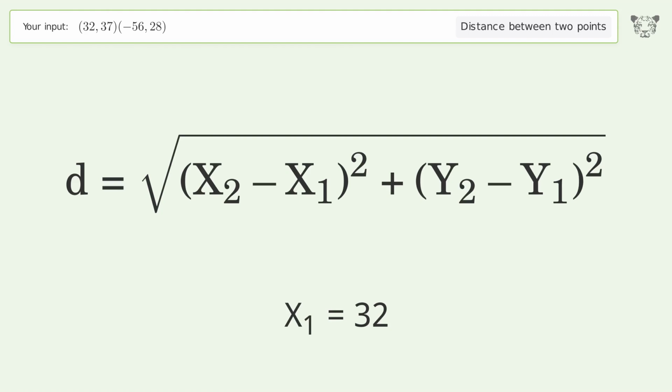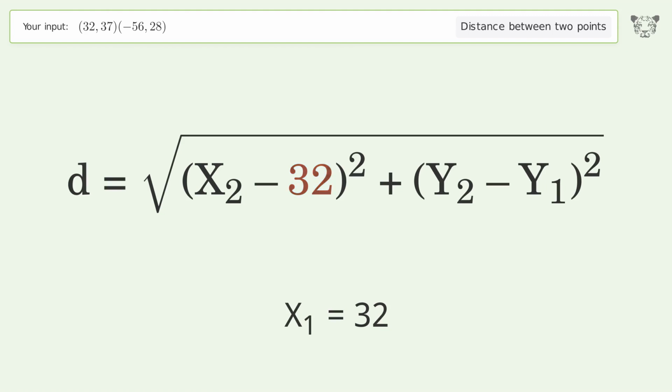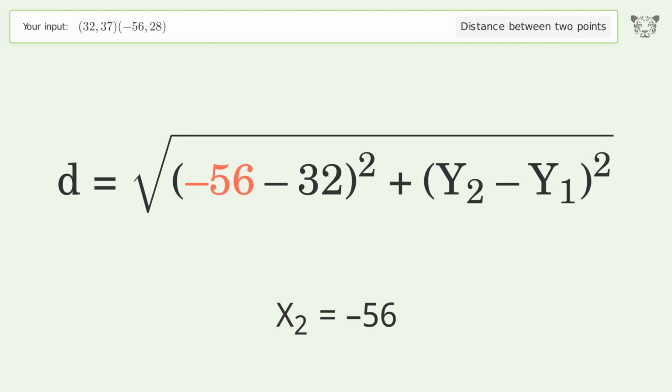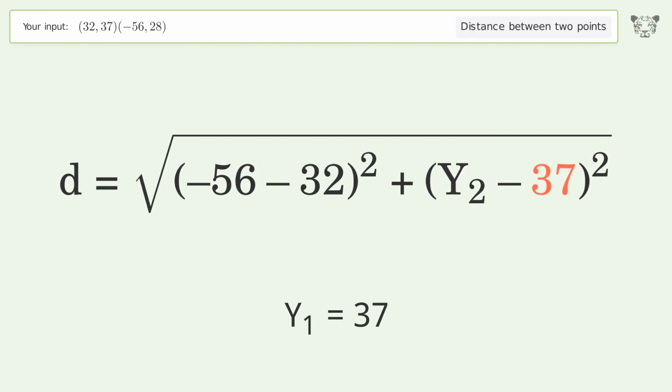x1 equals 32. x2 equals negative 56. y1 equals 37. y2 equals 28.